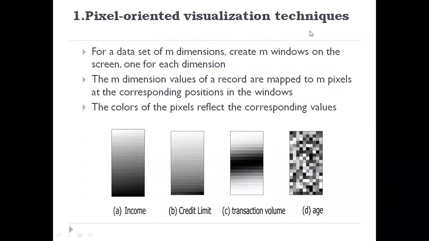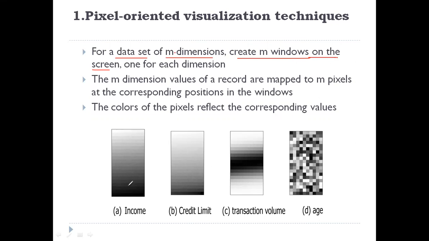What is the first one? The first one is the pixel oriented visualization technique. In this technique, our data set may consist of m number of dimensions. How many dimensions we have? We may have m number of dimensions. Then we can create m number of windows on the screen, which means for one dimension we are going to create one window.